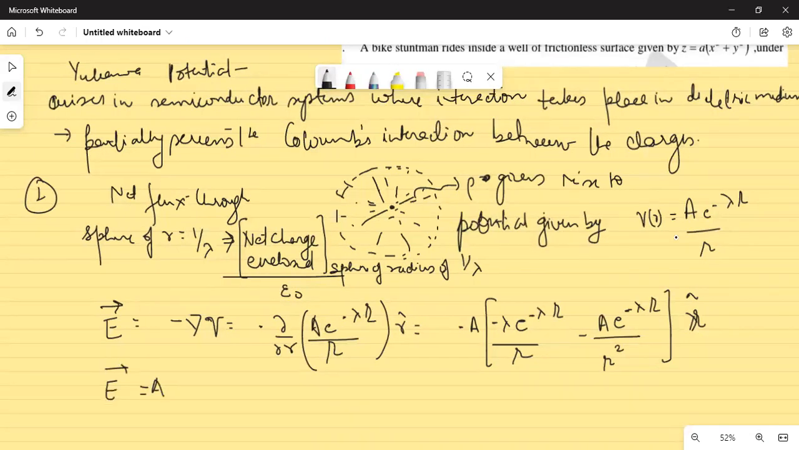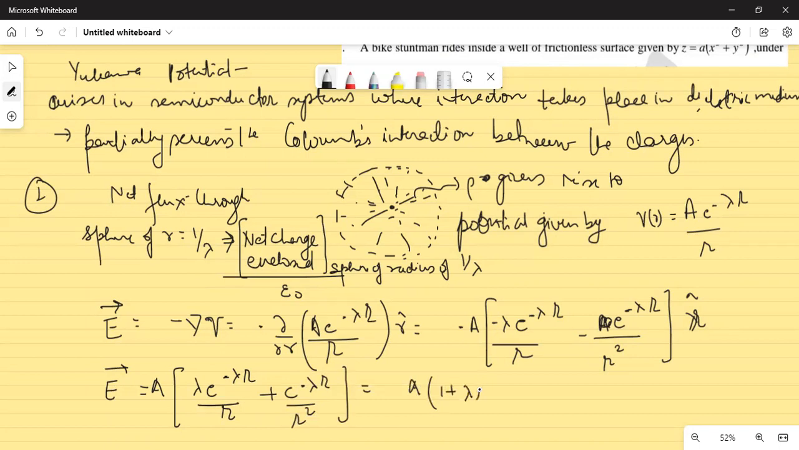Sorry, this will not be here. So A, and this will be lambda e to the power minus lambda r divided by r plus e to the power minus lambda r divided by r square. Or in other words, I can write A (1 plus lambda r) divided by r square, e to the power minus lambda r. I think this is clear to you. So this is how I can write my electric field as a function of r along the r cap direction.